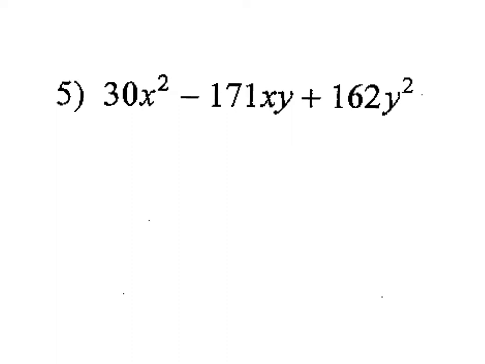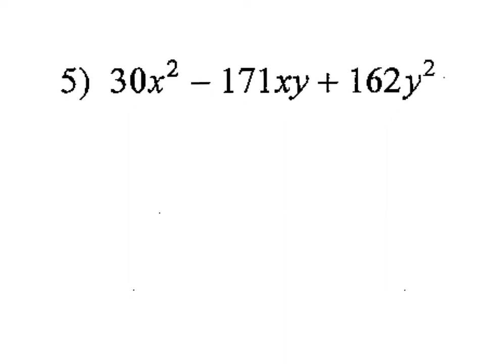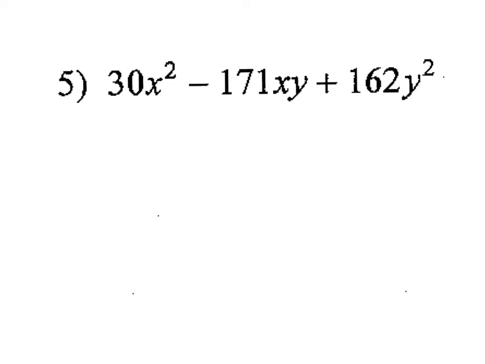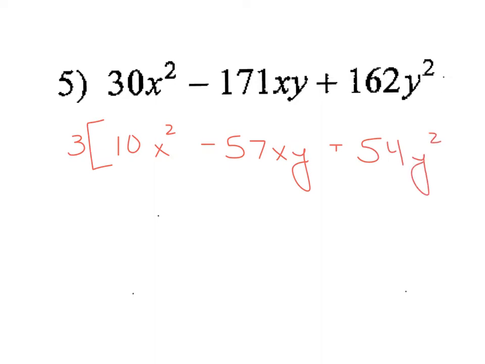Okay, so on this one, this guy's got a lot of big numbers here. So the very first thing you're going to want to do is look for a GCF. So in this case, you can actually pull out a 3. Okay, so we need to do that first because that'll make our list way easier to work with. 171 divided by 3 is 57xy plus, and then 162 divided by 3 is 54y squared.